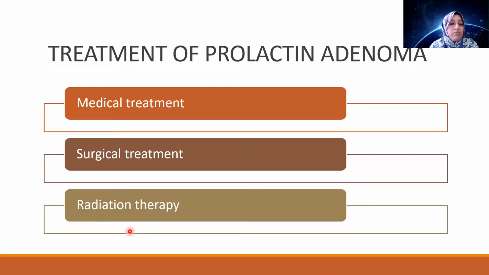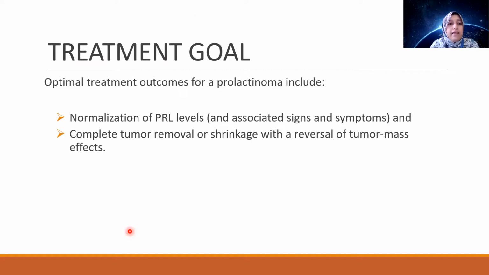Treatment is a 3-pronged approach: medical treatment, surgical treatment, and radiotherapy. And as you can see the sequence, this is the sequence in which a case of prolactin adenoma has to be treated. You have to go for medical treatment because that is the first line therapy. Treatment goal is normalization of prolactin levels and associated signs and symptoms, and complete tumor removal or shrinkage with reversal of tumor mass effects.